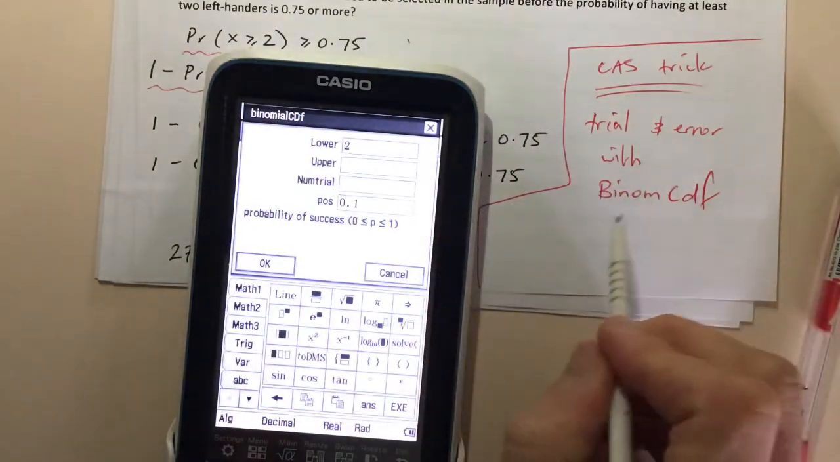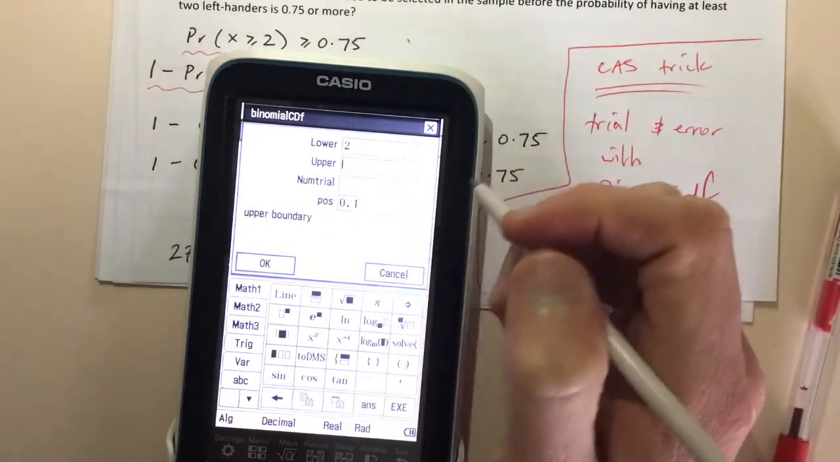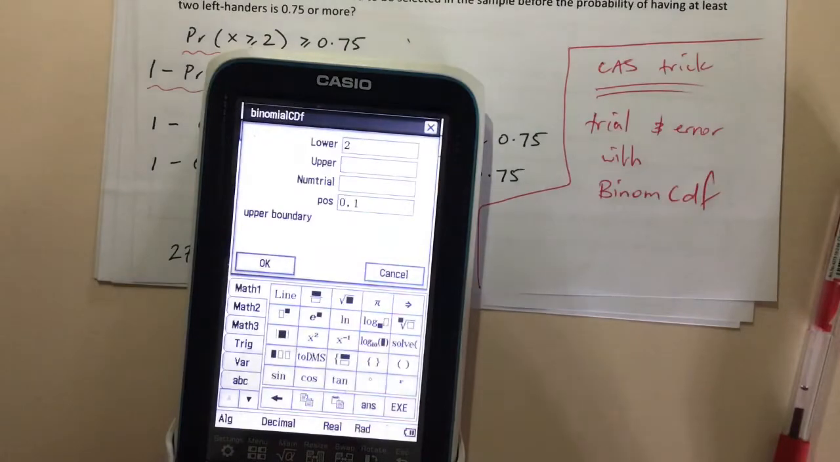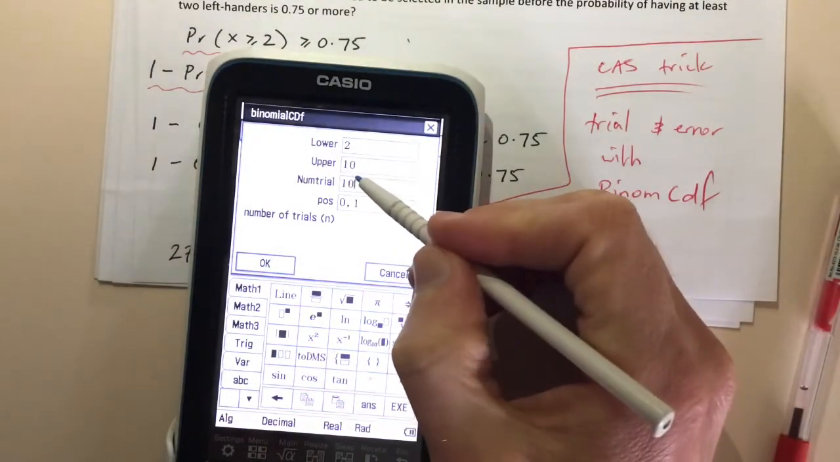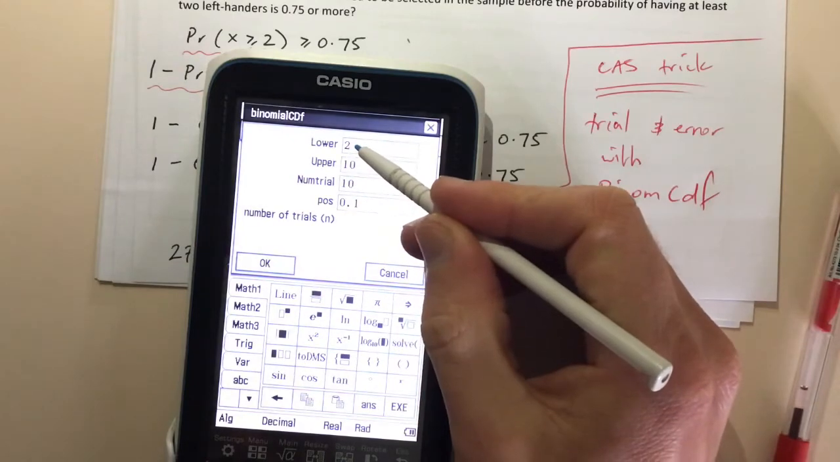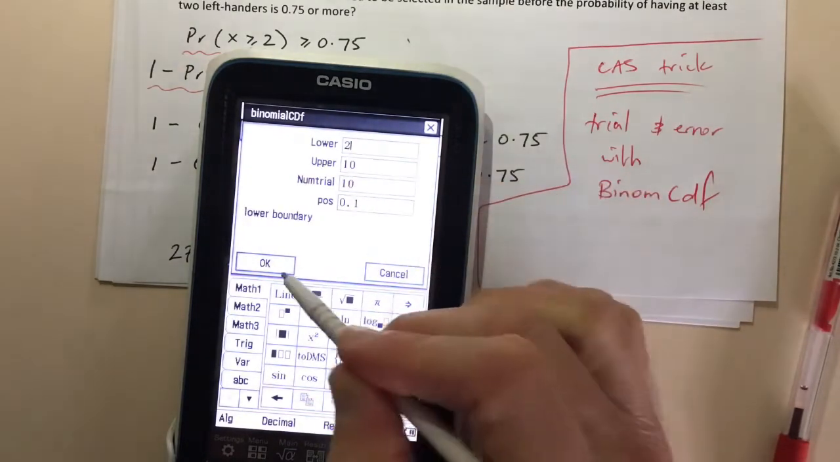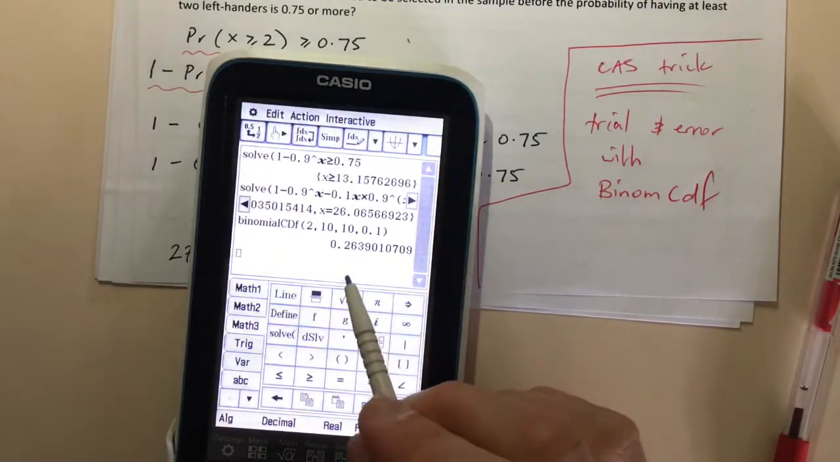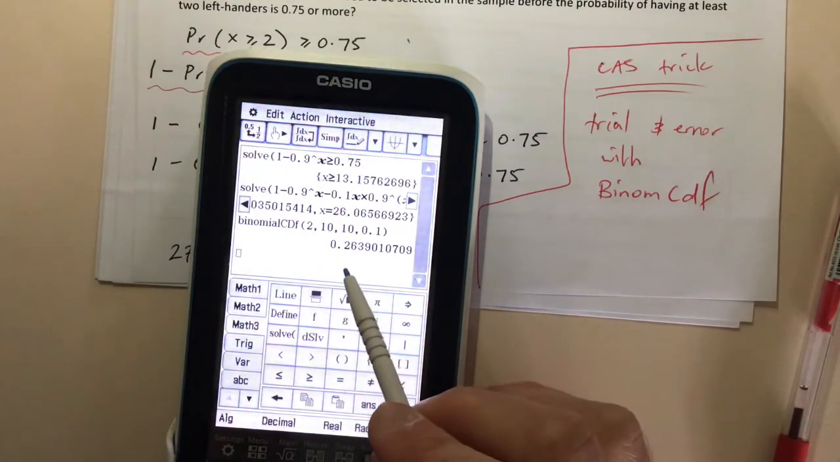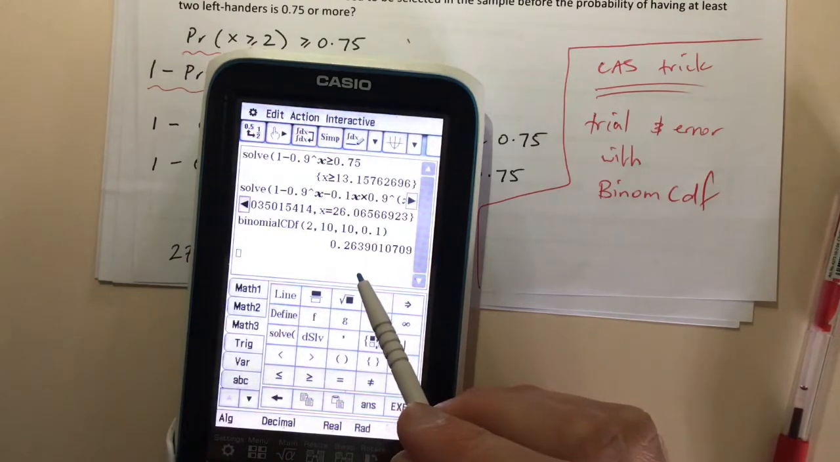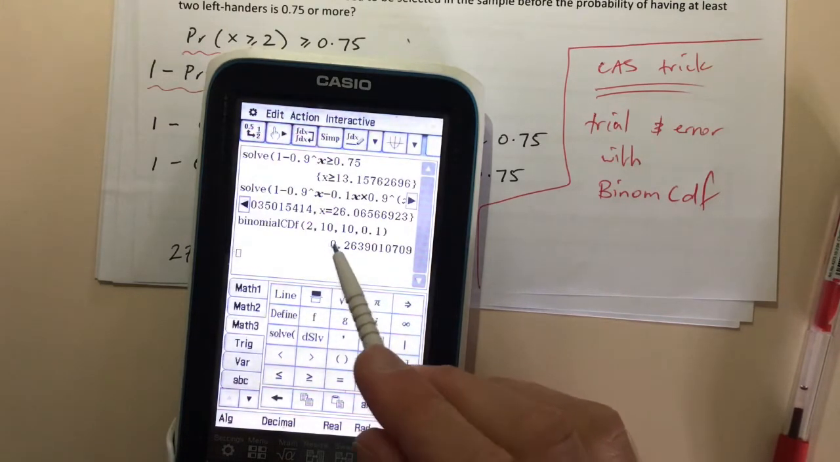Now, I've called this a trial and error method because let's just say that we had a sample size in our head, we just thought maybe 10 people will be enough. So we said, imagine there's 10 people in this sample and we want at least 2 of them to be left-handed. So we'd put it in like this, and the calculator would tell us that the probability of getting 2 people or more out of 10 is only 0.26. Remember, we want this probability to be 0.75 or higher. So we're obviously going to need more than 10 people to make this work.